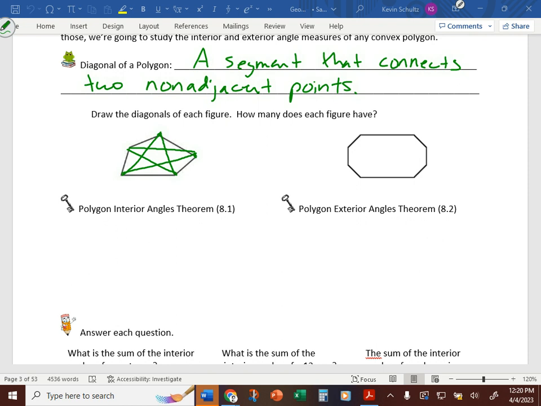I'll do the next one. The next one has what? Octagon, 8 sides. Let's do it. So let's start in the upper left point here and draw your diagonals in. We've got 1, 2, 3, 4, 5 from that one alone.